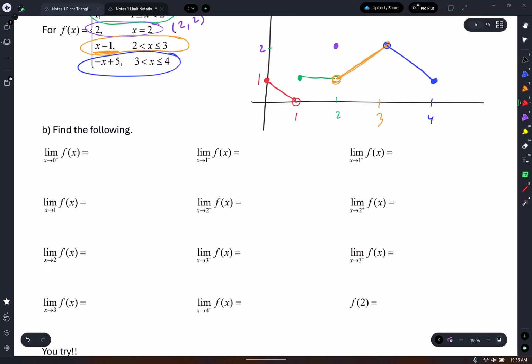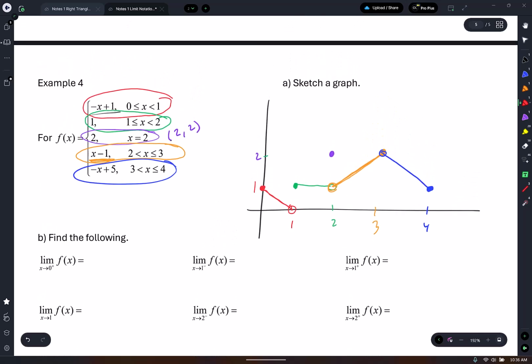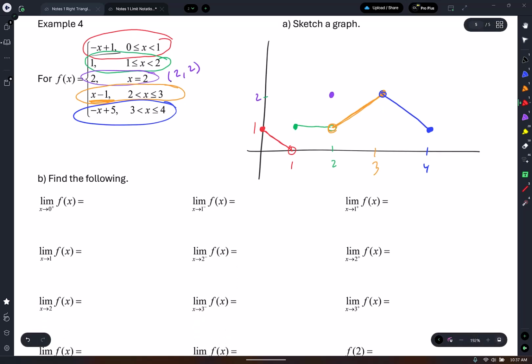All right, so here we go. Ready? This question here, it says limit.